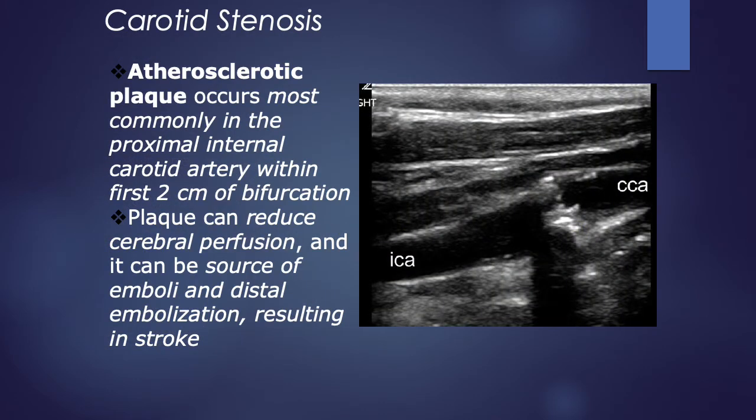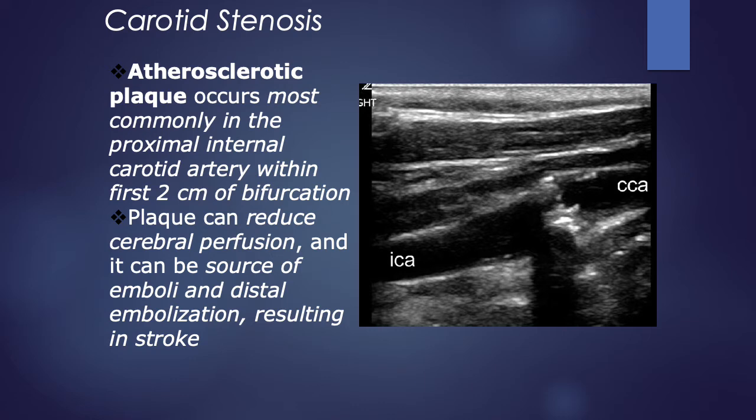Okay, so if you look here, this is the carotid artery, and this is atherosclerotic disease. You see the lumen of the artery. There is a hyperechoic structure sitting in there. It's very thick. It's even causing shadowing. Okay, that's a plaque.